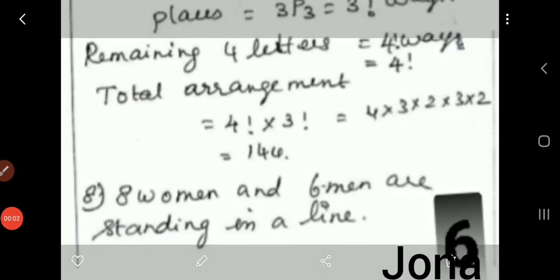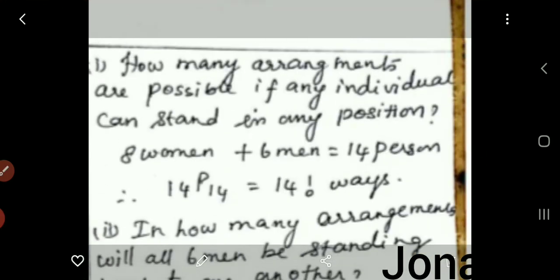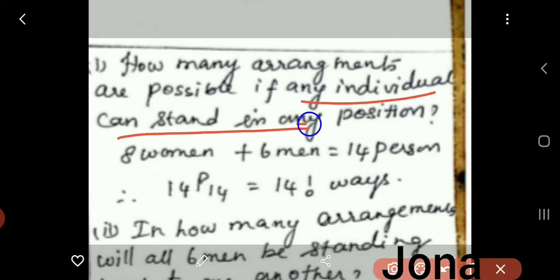Eight women and 6 men are standing in a line. How many arrangements are possible if any individual can stand in any position? There is no limit here. Any individual person can stand in any position.